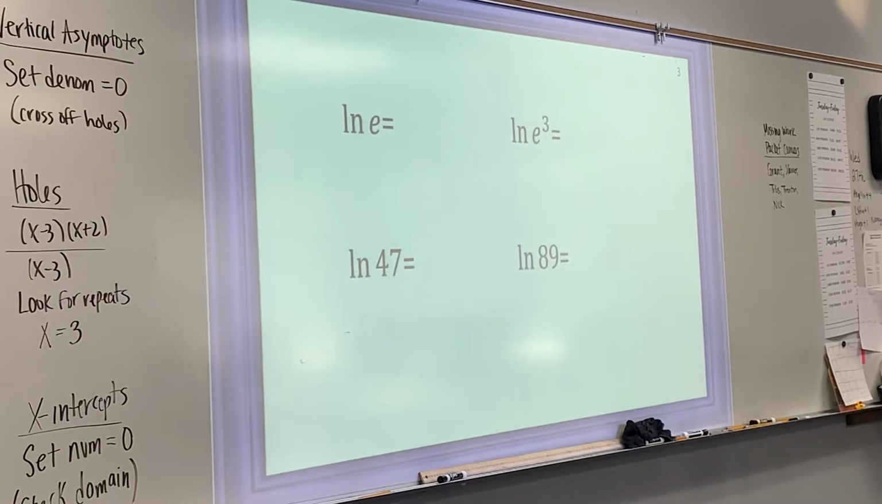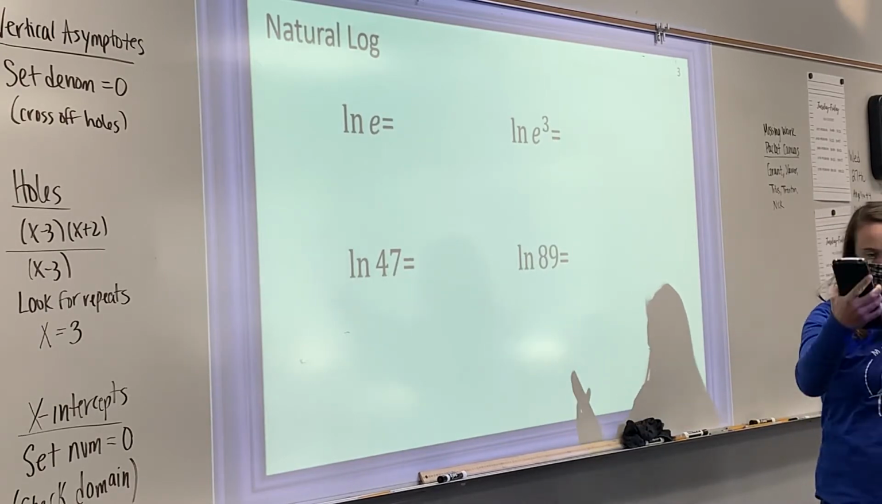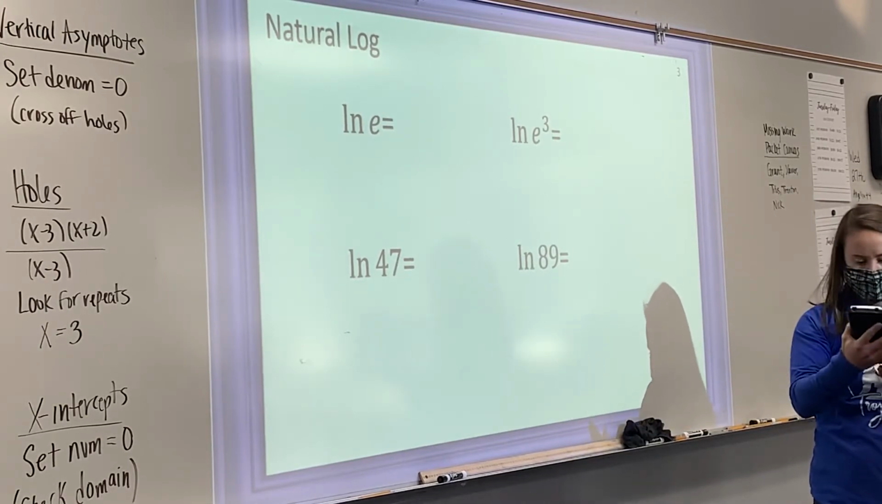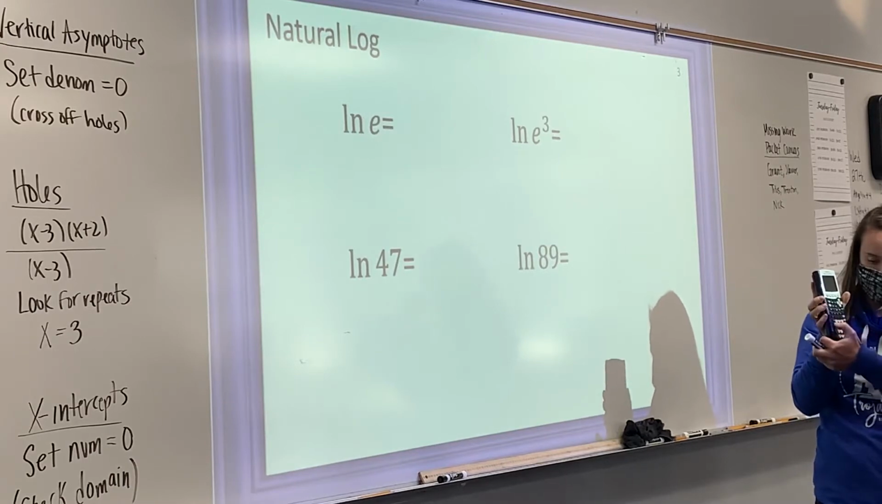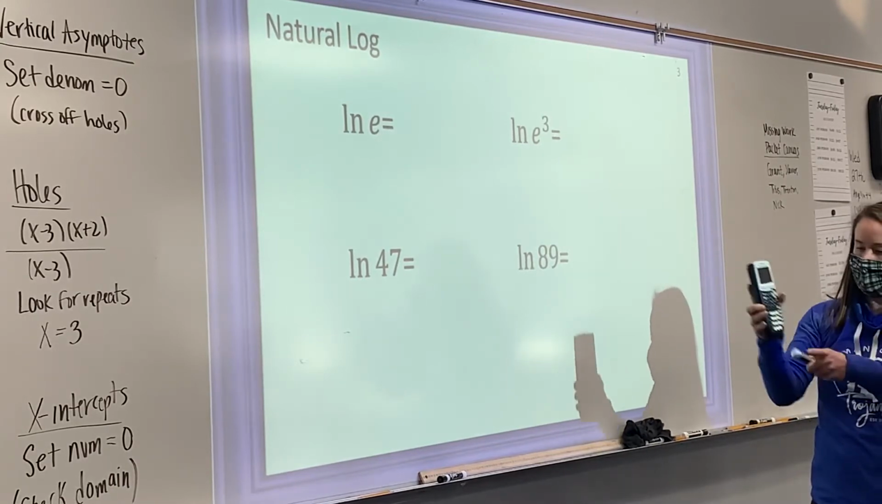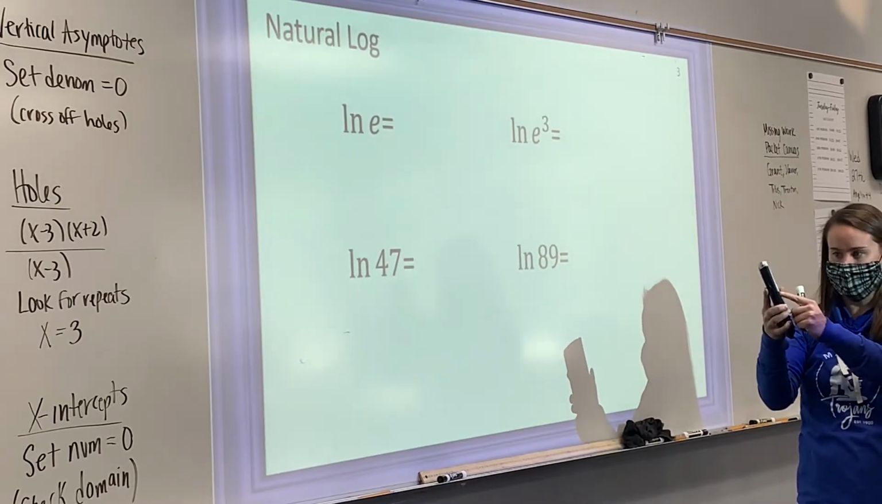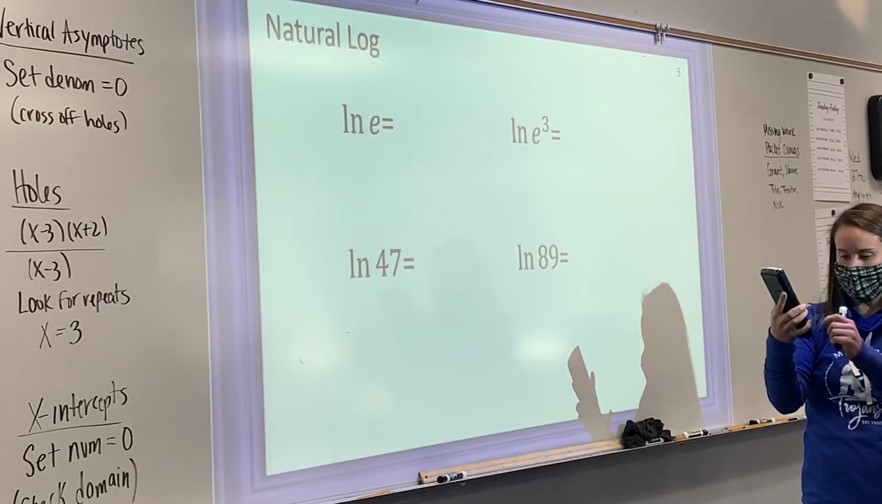All right, now let's talk about ln. Can we find it somewhere on our calculator? Yeah. It's right underneath log. So what is ln of e? Well, you're going to press the ln button, and then you're going to press the blue button, and then you're going to find your e.